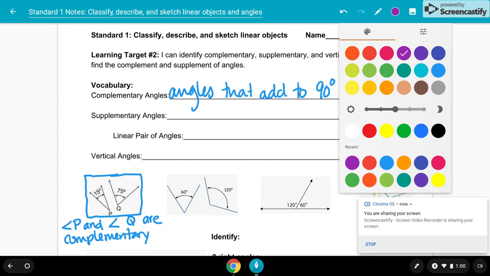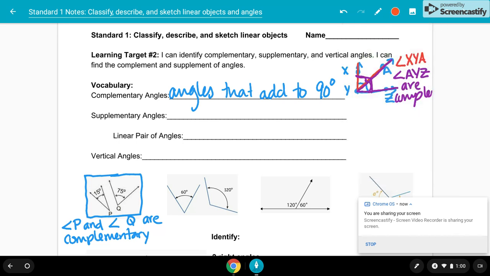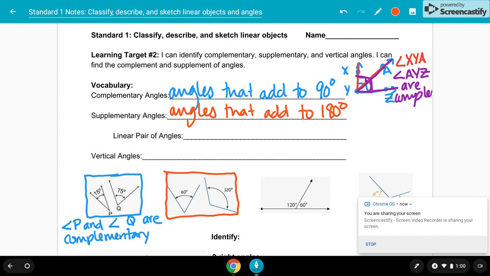Supplementary angles, they're angles that add to 180 degrees. So these two down here, since 60 plus 120 equal 180, these are supplementary.